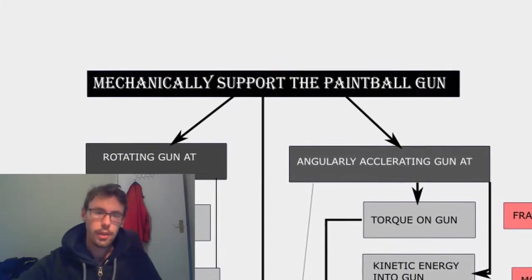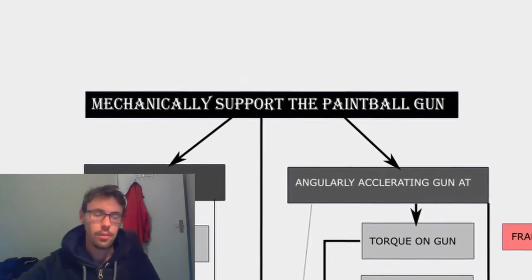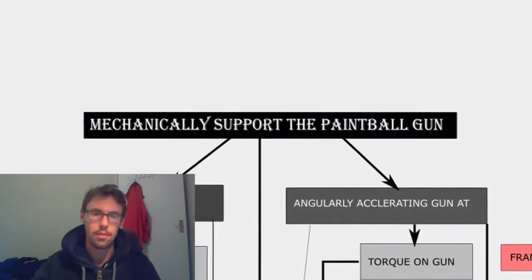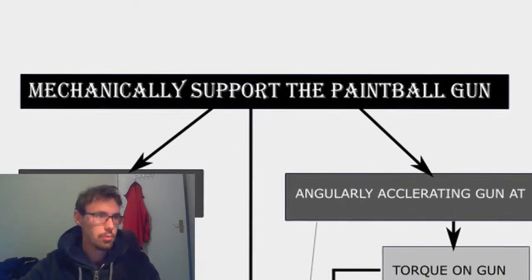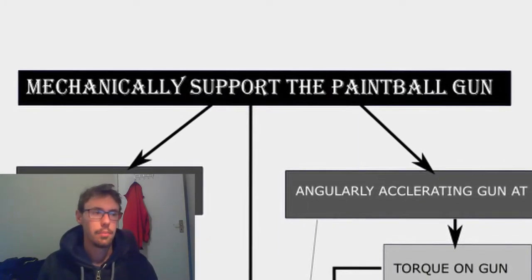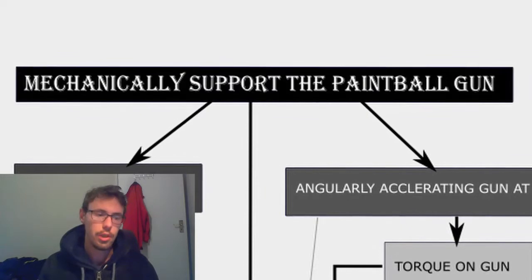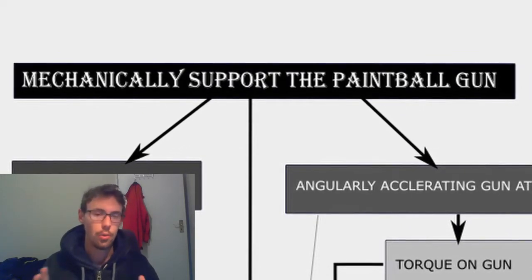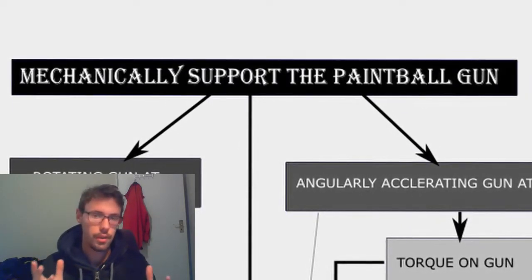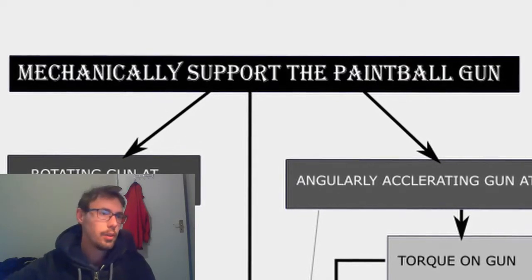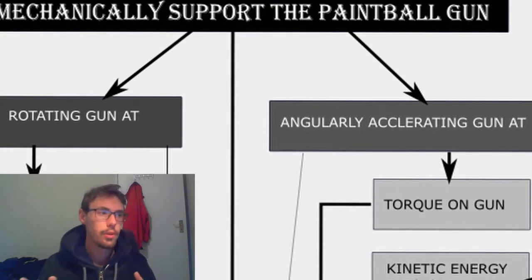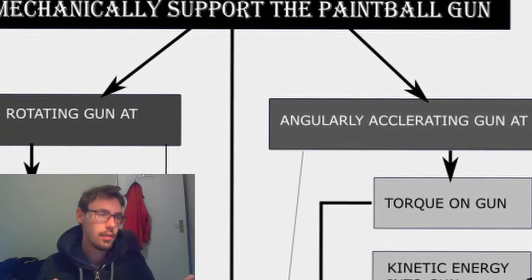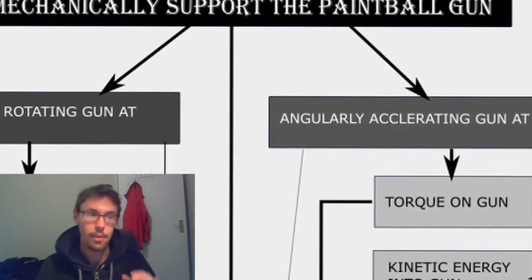Okay, so first we're going to just discuss the mechanical design of the system. So obviously the mechanical system is responsible for supporting the paintball gun mechanically and generating or managing all the forces that are involved with the paintball gun. So this involves basically two things. It means supporting the gun while rotating it and supporting the gun while angularly accelerating it.